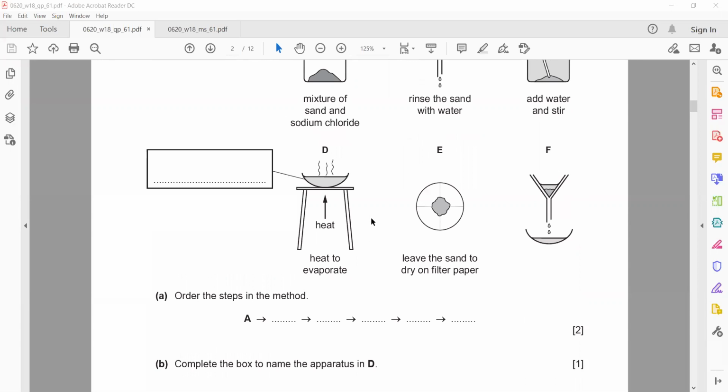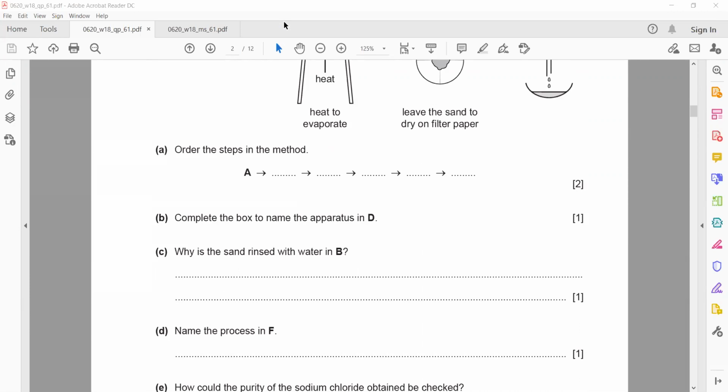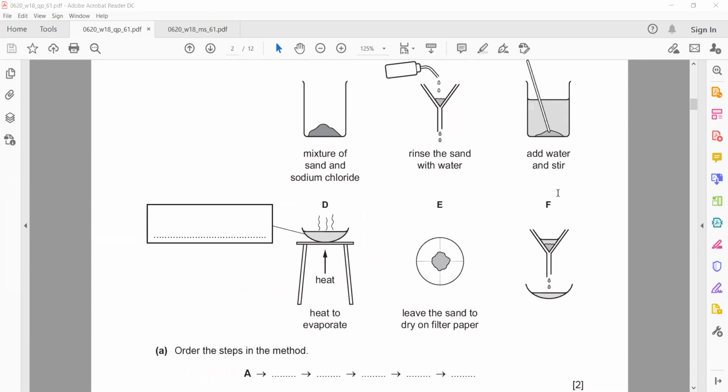In this case, because the impurity is the salt, that is why the sand is rinsed. Sand does not dissolve in water. It is used to remove salt from the sand. Name the process F. What is this process known as?